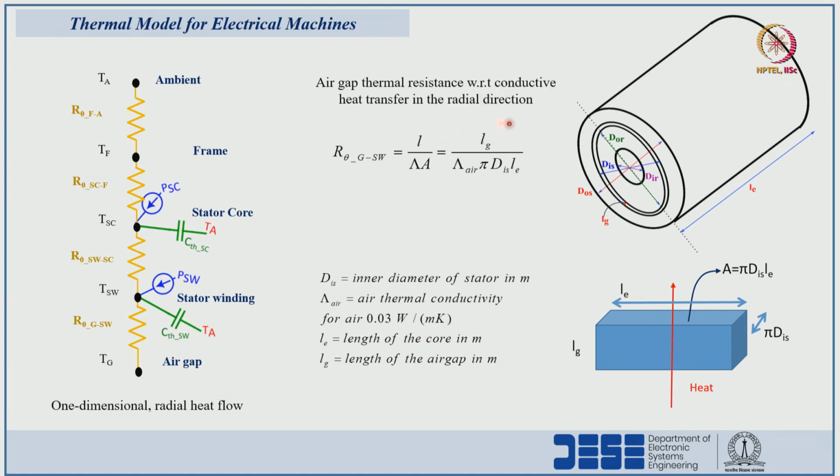So, by substituting all parameters here, thickness is equal to Lg, and the thermal conductivity of the air times pi D, where the area is pi D times the length of the core. So, we can see here how we have derived the area.